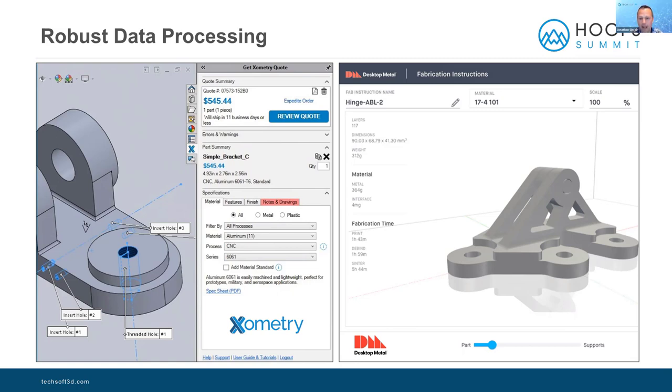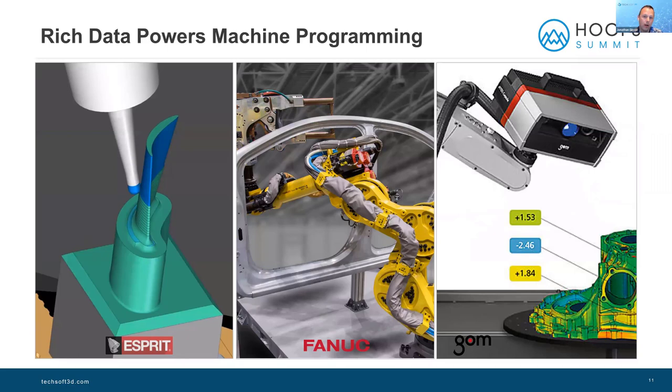manufacturing as a service doesn't have to be just additive. It can also be using CNC machines and CAM technology, being able to rapidly create parts and give feedback to the software operator as well as to even the end user, the end customer. How else is rich data powering machines?